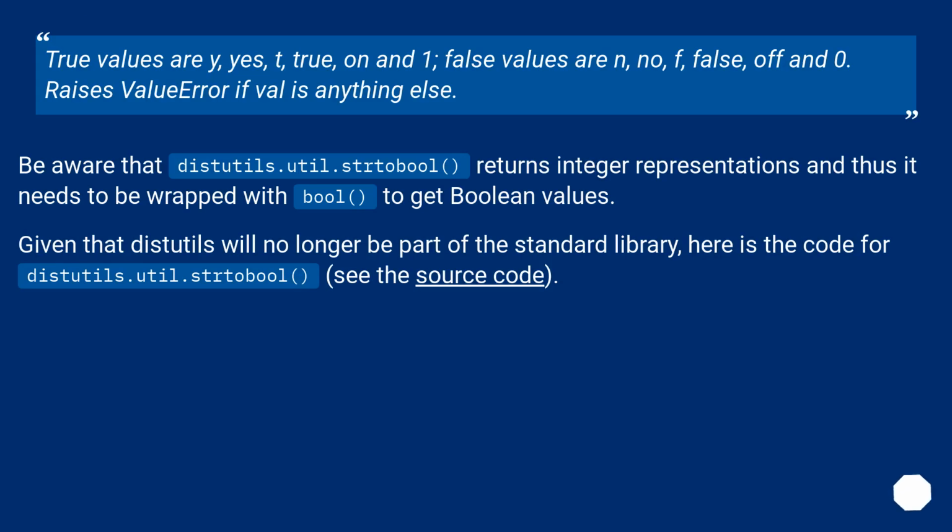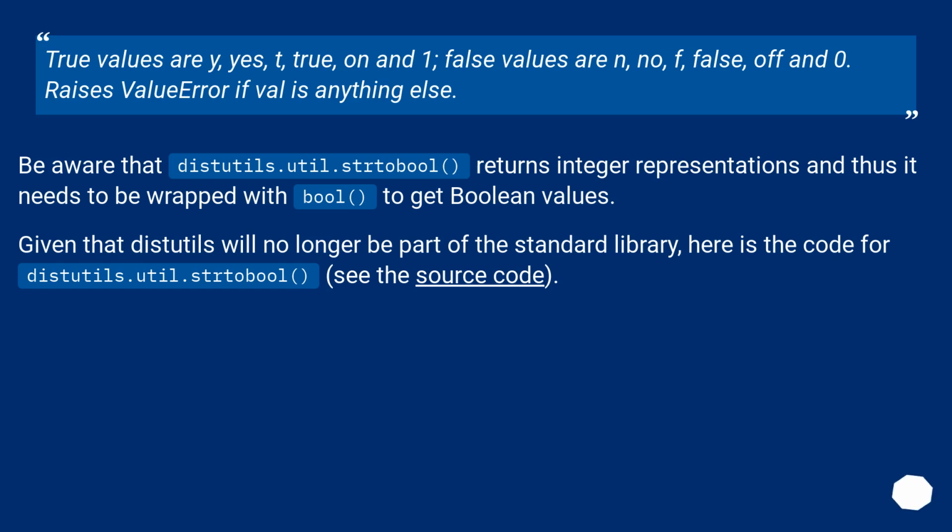True values are y, yes, t, true, on and 1. False values are n, no, f, false, off and 0. It raises ValueError if val is anything else. Be aware that distutils.util.strtobool returns integer representations and thus it needs to be wrapped with bool to get boolean values.